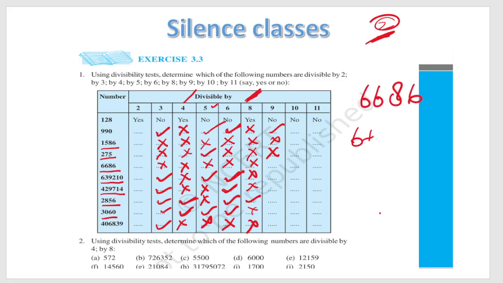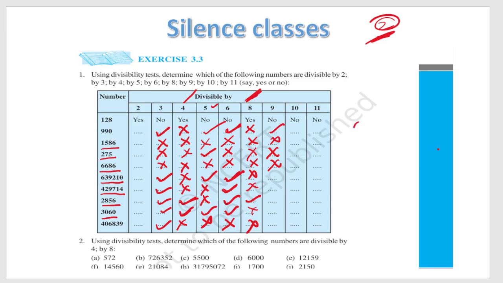6686. 6 plus 6 plus 8 plus 6. 6 plus 6 is 12, plus 6 is 18. 18 plus 8 is 26, and 26 is not divisible by 9. So this number is also not divisible by 9.